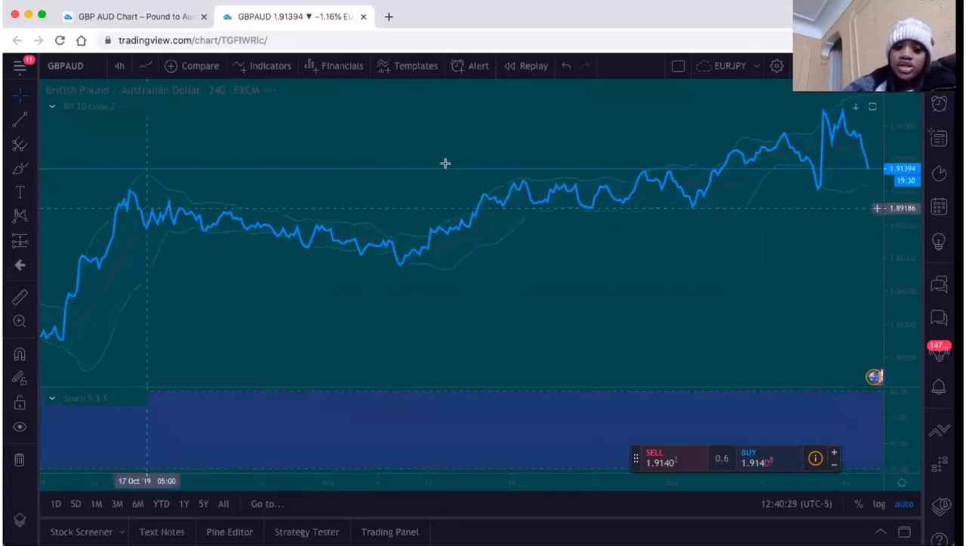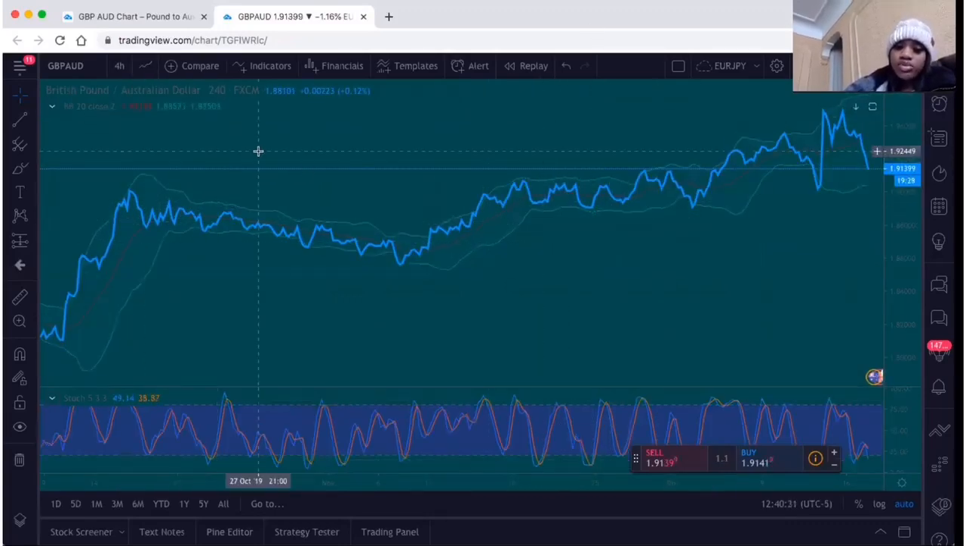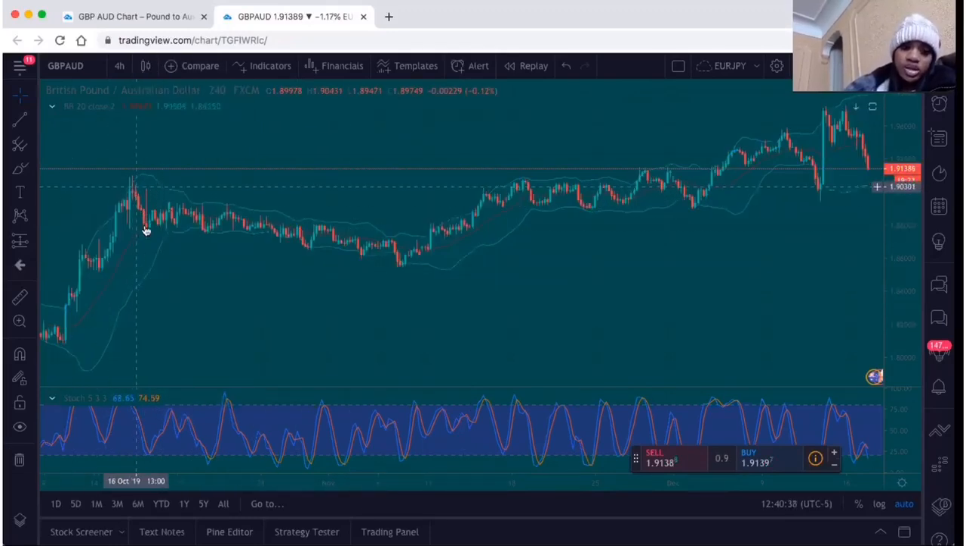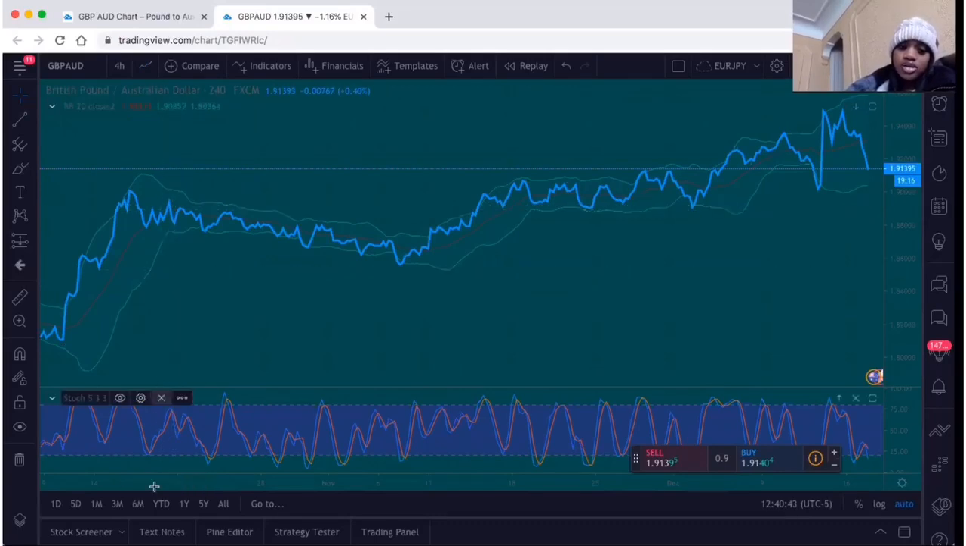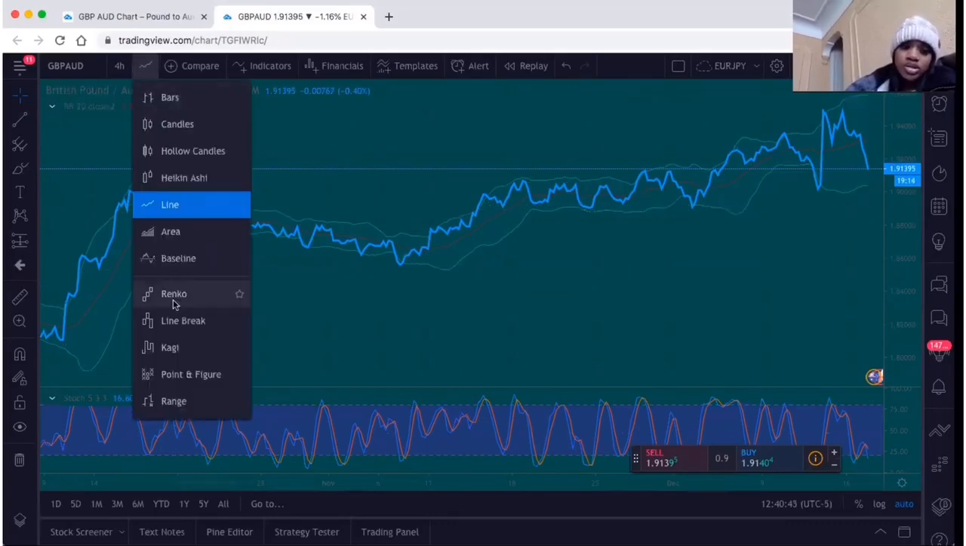I use line charts to determine support and resistance, because line charts have no wicks. You see how on regular candles it's bodies and wicks, but on line charts it's just lines. So it's more simple to put lines and stuff.